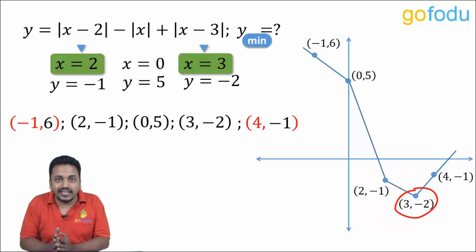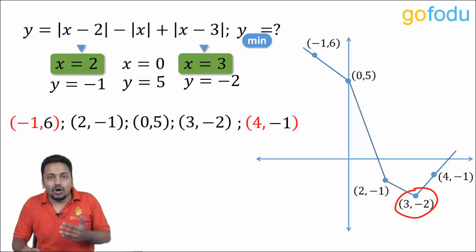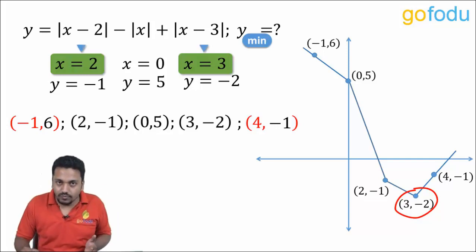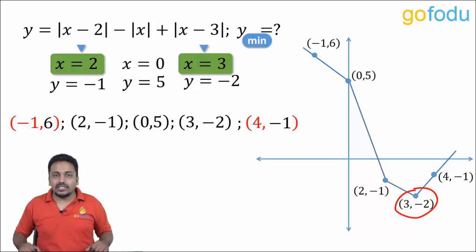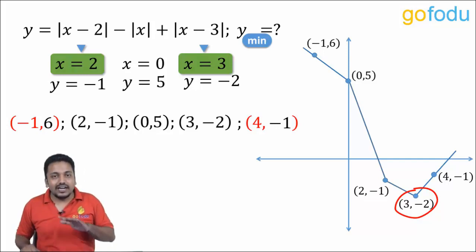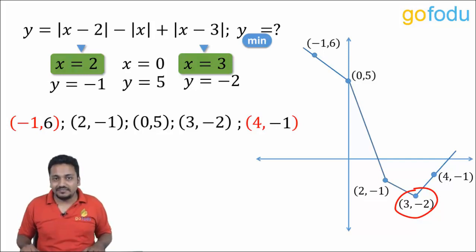So we can directly say minima will occur either at x = 2 or at x = 3. Now check the value of this expression at these points and answer accordingly. Next question.